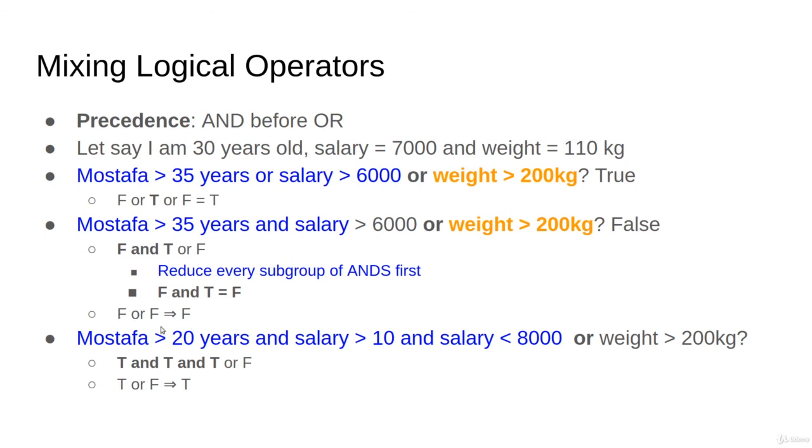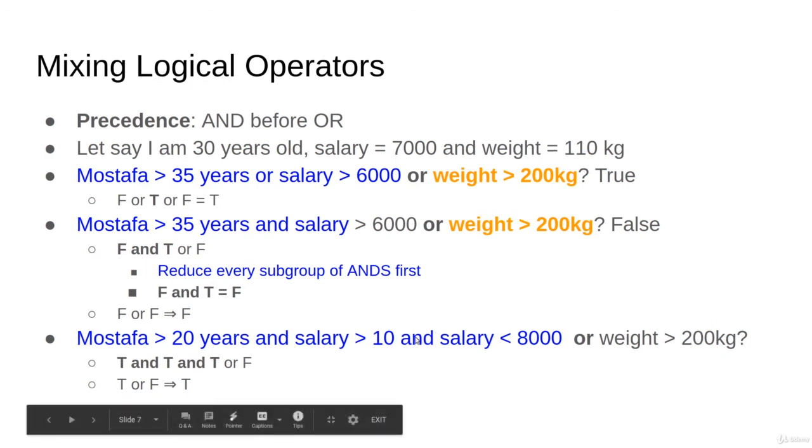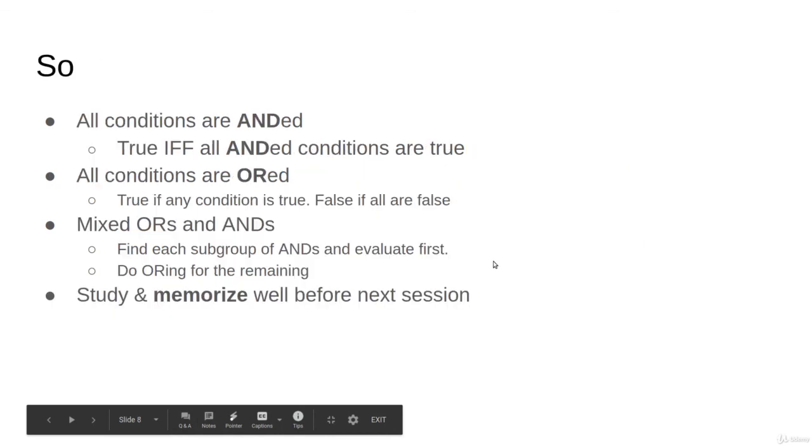Another case. Let's say for this expression, we simplified it to true and true and true or false. Then we solve the ANDs group first. So this is like a priority. True and true and true, we solve it to true. True or false, we solve it to true. So this is how we simplify a big expression.